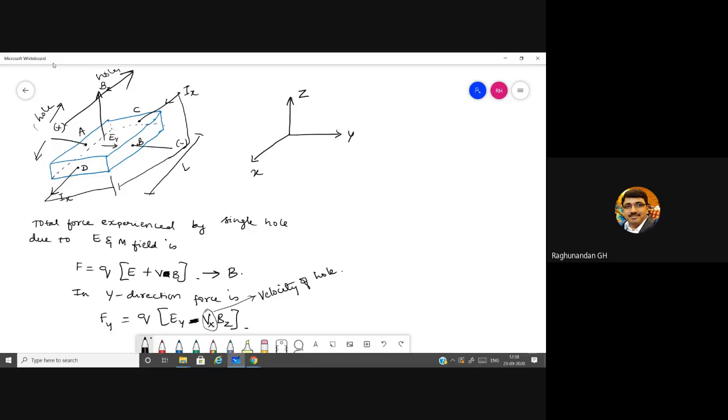So don't just memorize anything. You should know why it is. That's why we have to take minus. Ix I have taken in this direction, but this formula we are writing for the hole, and the hole is moving in the opposite direction compared to Ix. So that's why we should take minus Vx into Bz. Take this one as equation 1, this one as equation 2.